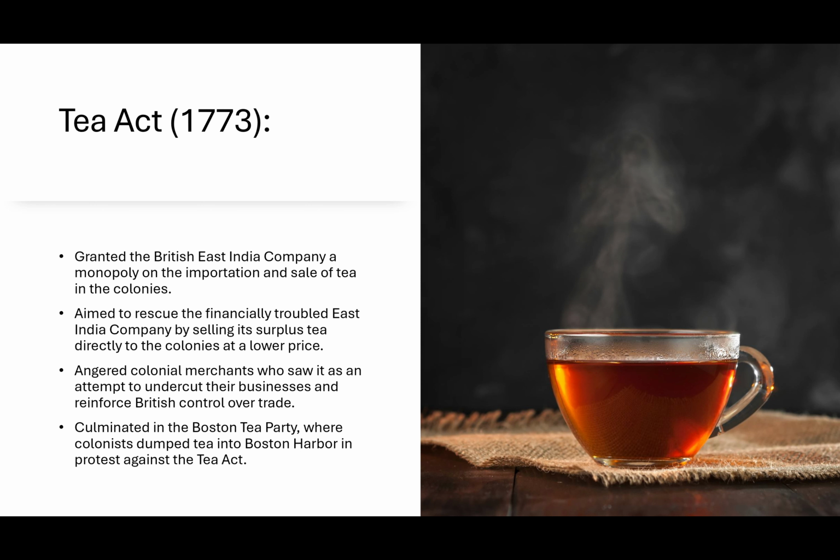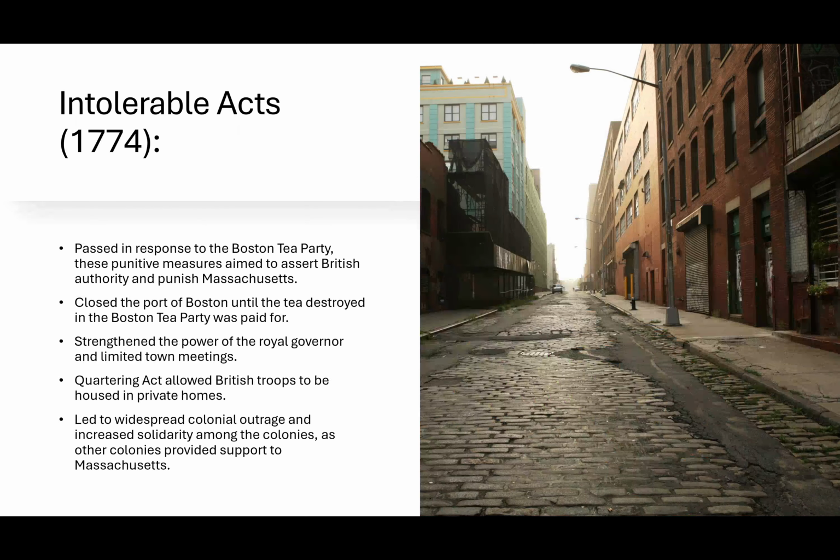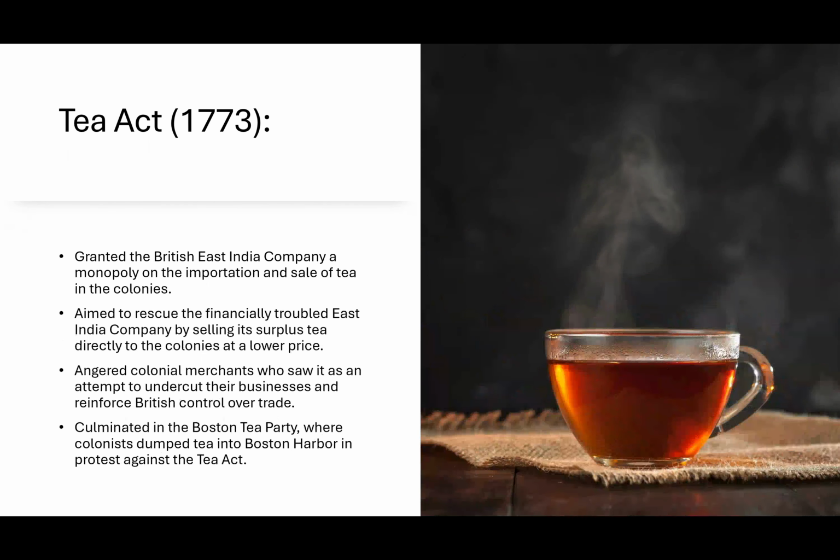So what's basically happening here now? Tea is being sold in the colonies at a much more competitive price than the colonial merchants themselves could offer. And this really culminated in the Boston Tea Party. So the Boston Tea Party specifically, we would know what that would be. Could anybody just describe the Boston Tea Party?